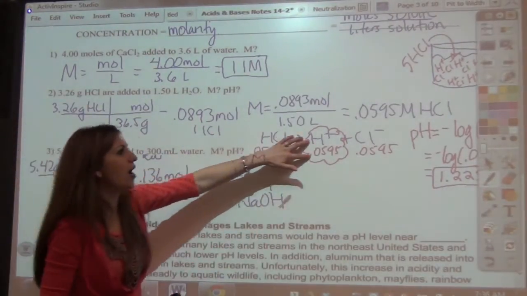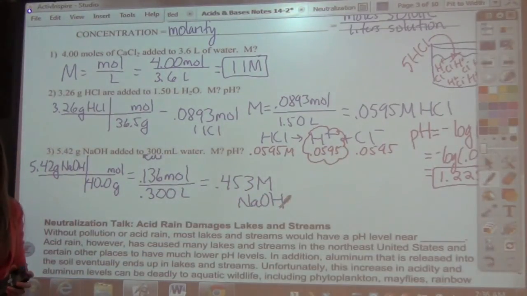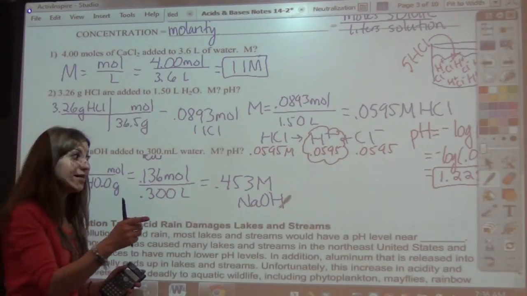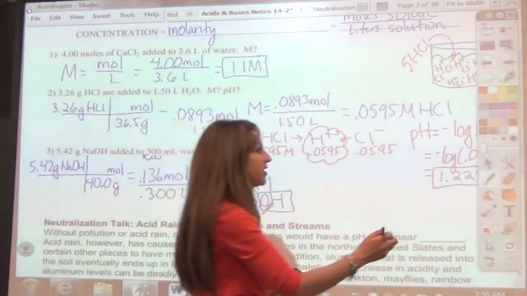Now, I'm not going to do all of this. What's important in here, in the NaOH? What's going to help me calculate pH? Because they're asking you for the pH. The OH minus. Awesome. This is going to help me calculate my pH.